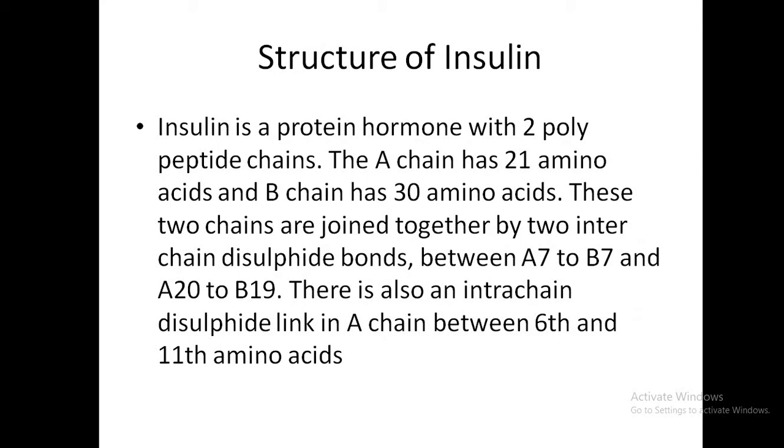The structure of insulin. Insulin is a protein hormone with two polypeptide chains. The alpha chain has 21 amino acids and the beta chain has 30 amino acids. These two chains are joined together by two disulfide bonds. They are two disulfide chains actually, and these are linked between A7 and B7 and A20 and B19. In the A chain there is also an intrachain disulfide link.